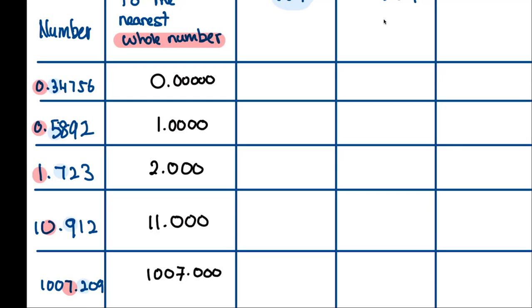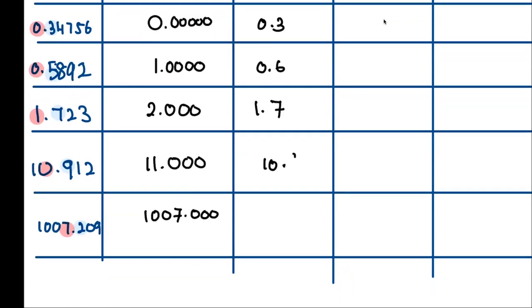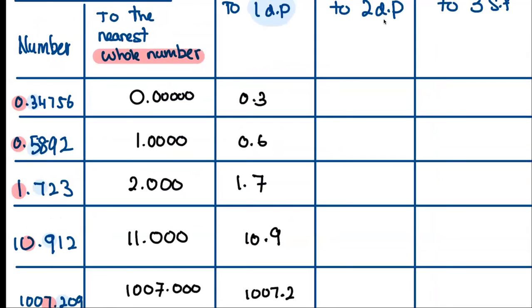Less than 5, nothing happened. 0.3. Same thing here. More than 5, you underline it and add 1. 0.6. Next one. We remain whatever's on the left, by the way. So look at this one here. On the line, cancel because it is less than 5, so 1.7. Next one, 10.9. Next one, 1007.2. As you can see, less than 5, nothing happens. And then the rest of the number behind becomes 0.